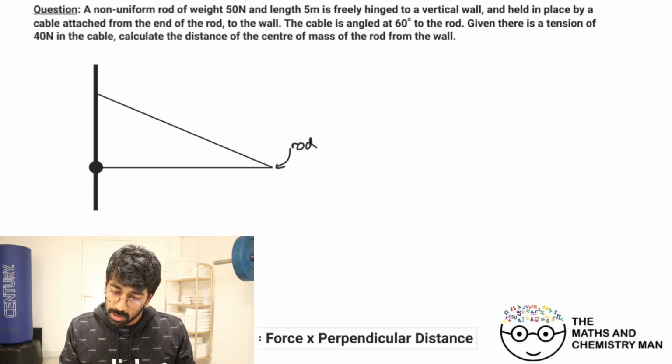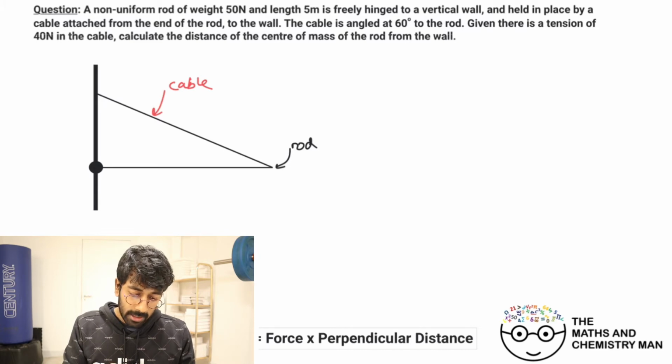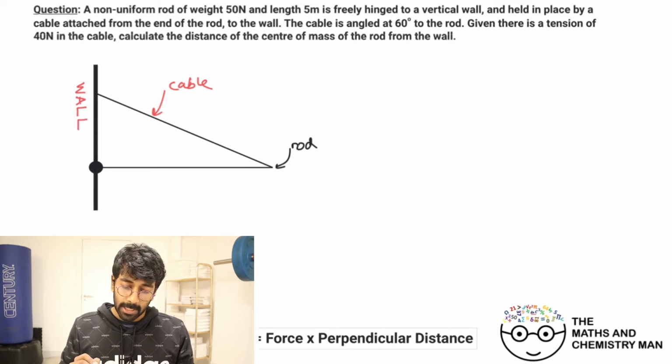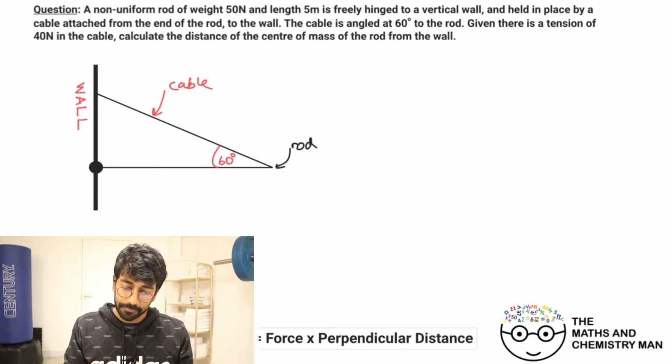And there's your hinge. So it's held in place by a cable attached from one end of the rod to the wall. Okay, so that tells me that this here is my cable. And this here, this must be the wall. So I'm going to put maybe wall. There we go, wall over there. Now the cable is angled at 60 degrees to the rod. So let's fill that in as well. So 60 degrees over there.